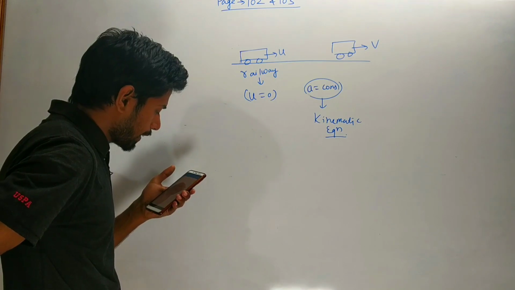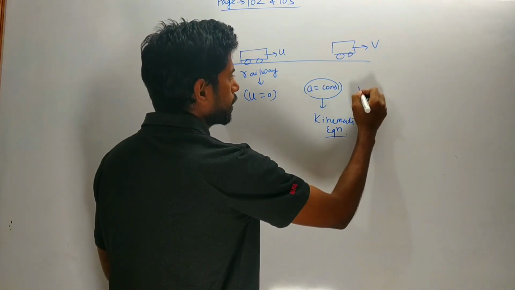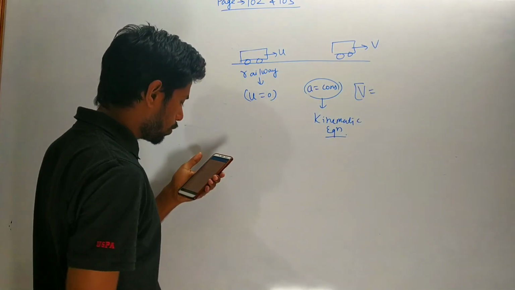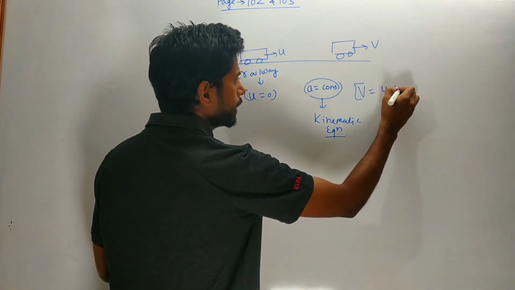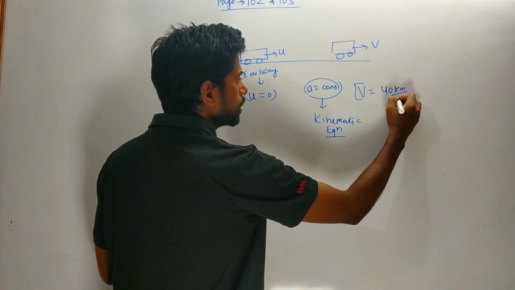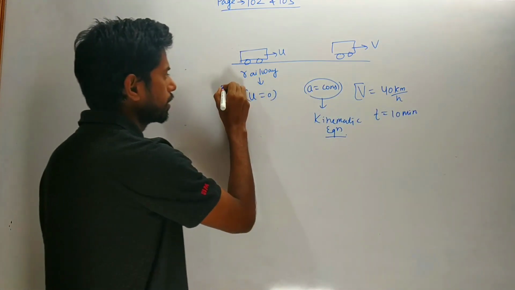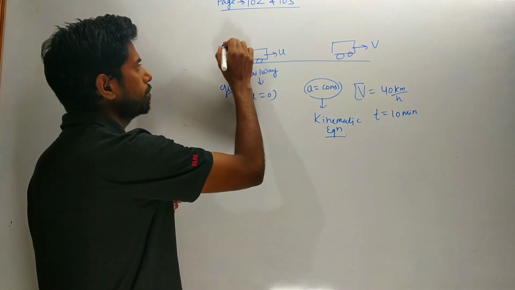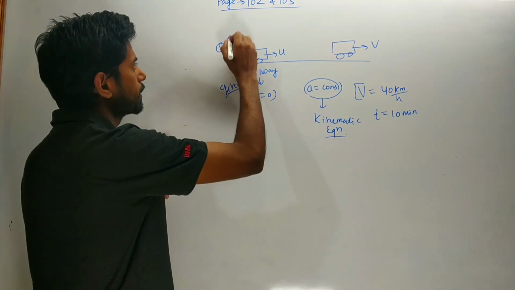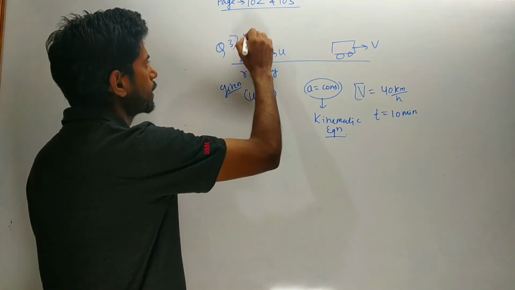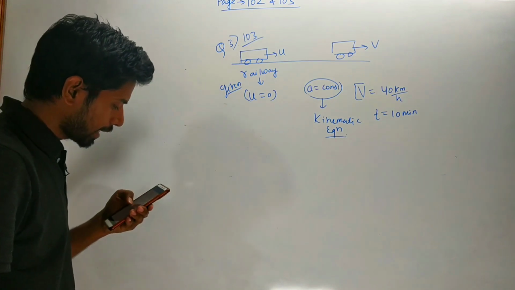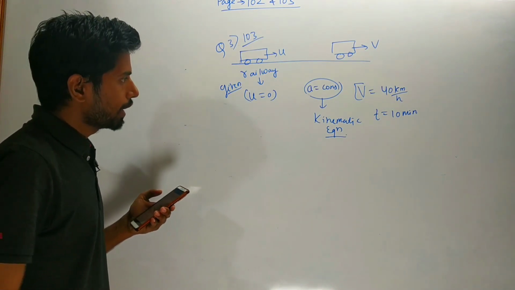Now attains a speed means final velocity, how much? Final velocity becomes 40 km per hour, in how much time? Time is given as 10 minutes. This is the given data. First you write this, draw the diagram. Okay, this is question number 3, page number 103, NCERT intext question. So you have to find the acceleration.